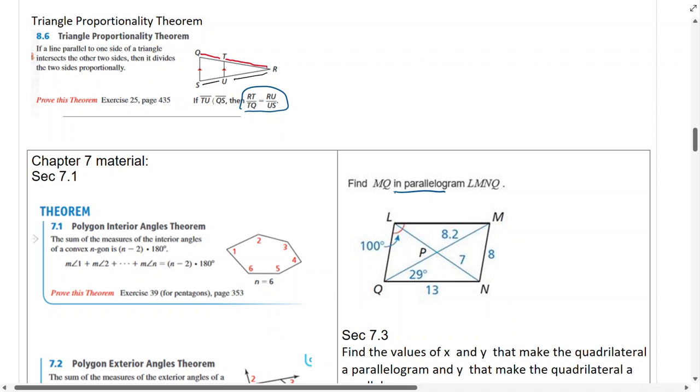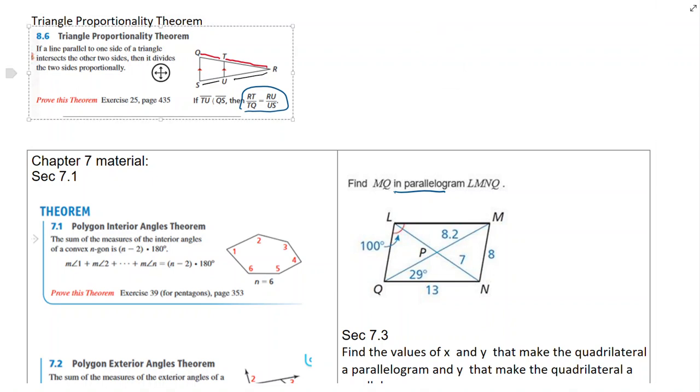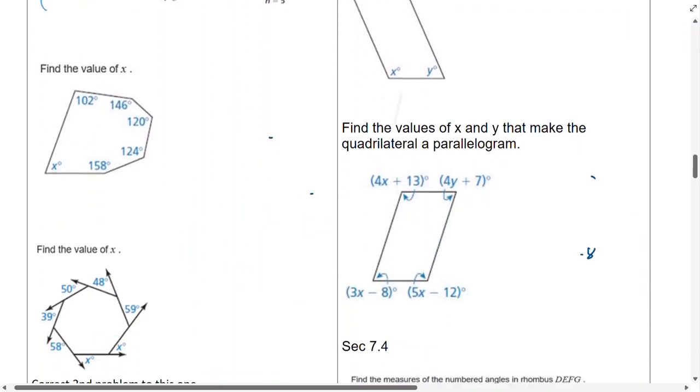The triangle proportionality theorem says that if we have a line that's parallel to the base of a triangle, then it divides the sides into two proportional parts. Notice that we have RT in red is to TQ on the same side as RU is to US. Well, let's get to some examples.